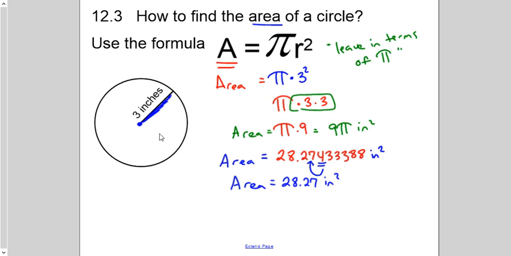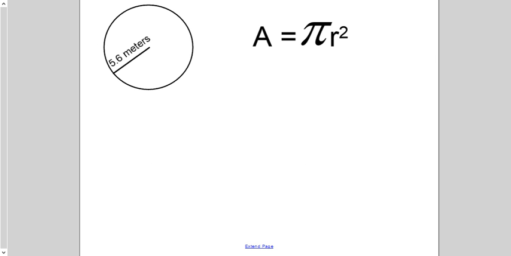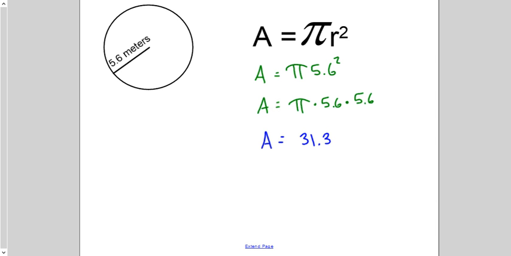Let's take a look at another one real quick. Area equals pi times the radius, which is 5.6, raised to the second power. Well, all that literally means is pi times 5.6 times 5.6 again. And your calculator's handy. Multiply 5.6 by itself, and instantly you know that it is 31.36, and we're still going to multiply it by pi.